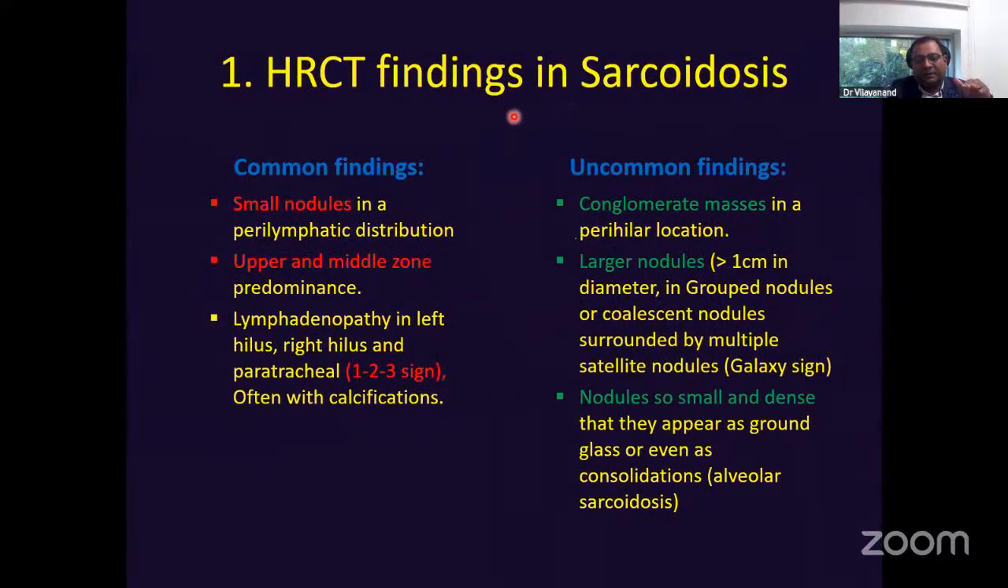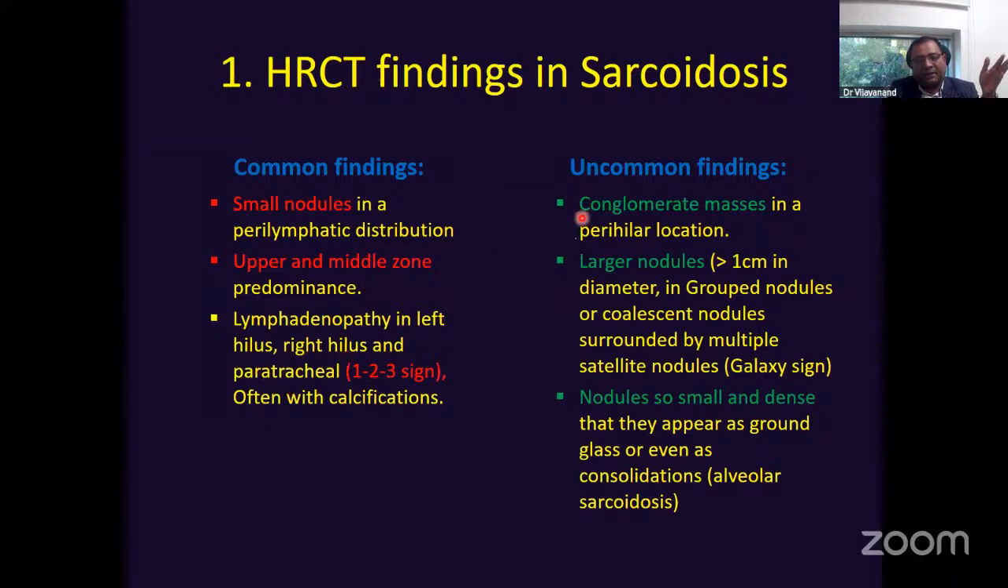So we'll come directly to the pathology part. First and foremost is sarcoidosis, which is one of the commonest interstitial lung diseases we come across. We have common findings and uncommon findings. The common findings are small nodules in a perilymphatic distribution. This is very important, one of the most classical signs. Then we have upper and mid-zone predominance and lymphadenopathy in the right hilum, left hilum, and paratracheal region.